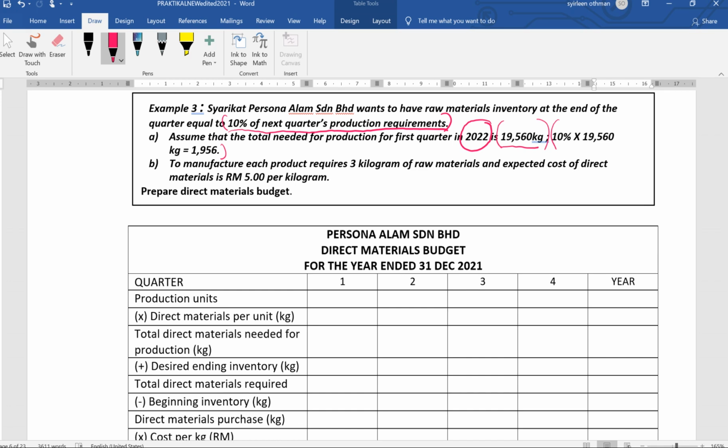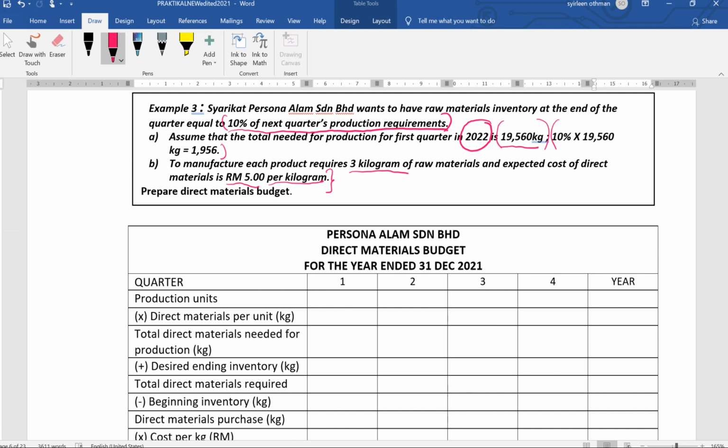To manufacture each product, each product requires 3 kg of raw materials. So the requirement is 3 kg for every finished item, and the expected cost of the raw materials is 5 ringgit per kg. So this is the price for the raw material. So we are supposed to prepare the direct material budget.